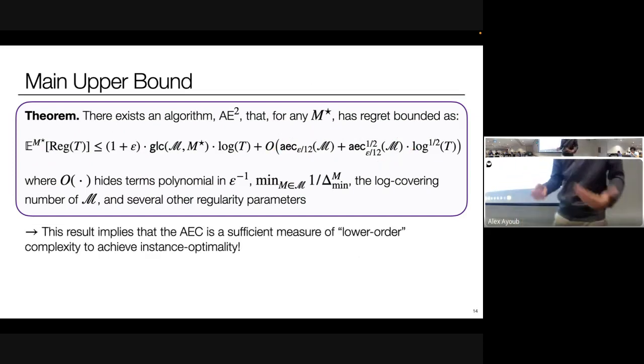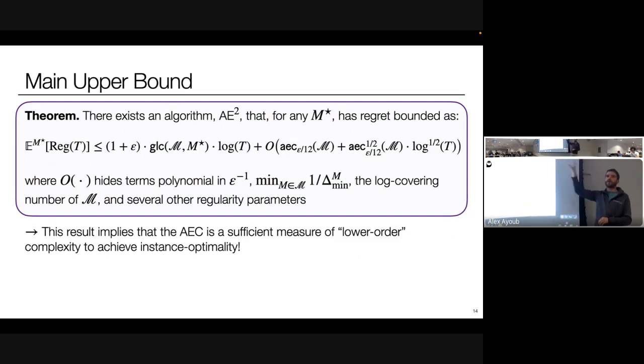So basically this result implies that the AEC is a sufficient measure of lower order complexity. And I want to emphasize again, this is extremely general. We're making some assumptions on our model class. Again, see the paper for details on that, with regards to, say, bounded log covering number, some smoothness, etc. But otherwise, this just works. You give me a model class, the algorithm will just work for this model class and get this regret.